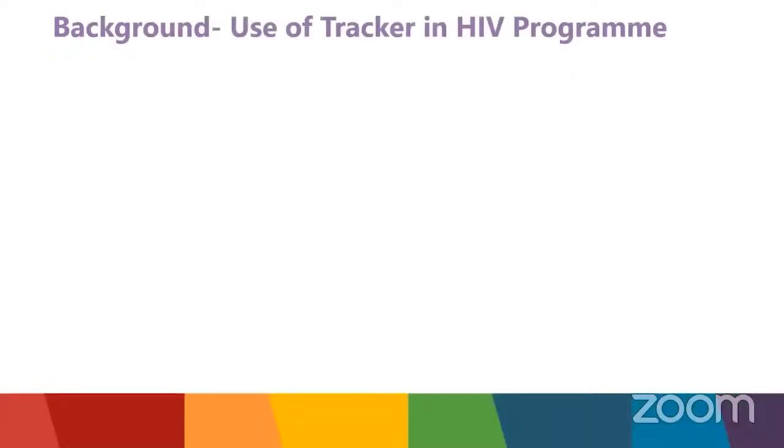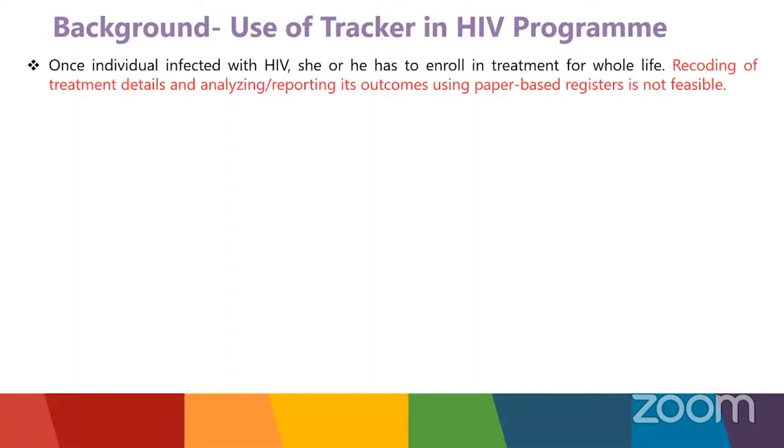So why we built this DHIS2 tracker information system is that once an individual is infected with HIV, she or he has to enroll in treatment for their whole life. So recording treatment details and analyzing and reporting outcomes using paper-based registers is not feasible. Let's say someone is on treatment for more than 10, 15 years. If we try to monitor that patient's progress on treatment, it's almost impossible using paper-based registers.